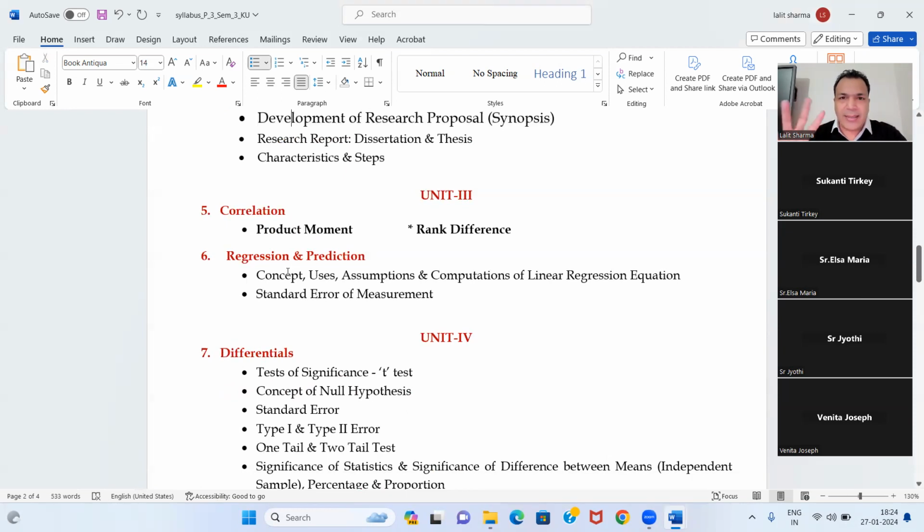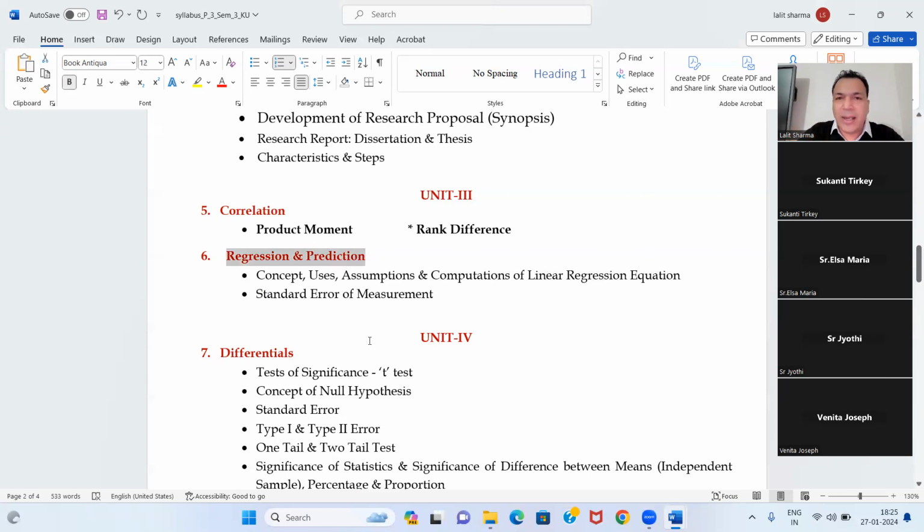In this paper, questions come from the statistics part. Under the statistics part, one is correlation, which you may be aware of if you have done statistics. Under correlation, there are two famous methods used to draw the correlation. One is the rank correlation method, second is the product moment method. Very simple, we will discuss, don't worry.